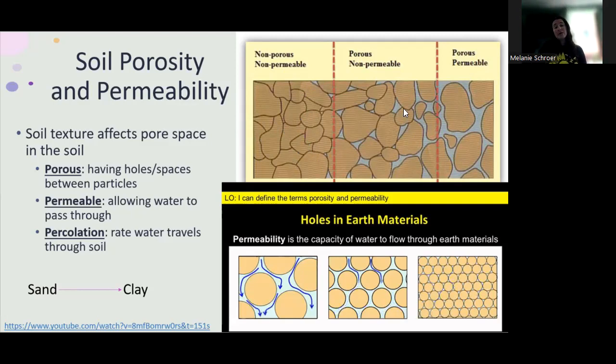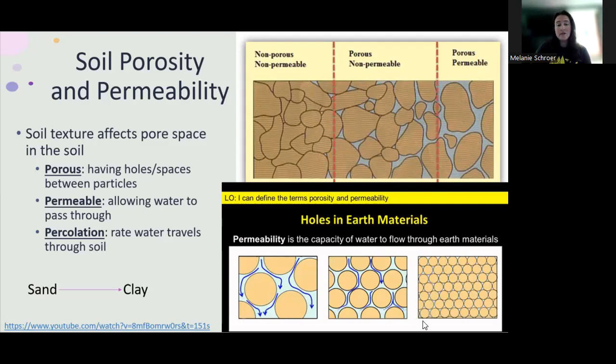Okay, and of course, there is a gradient here. So here we see a lot of pores, but again, because of the abundance of smaller particles, it's still very difficult for water to make its way down through. Okay, and so again, the proportion of sand versus silt versus clay is going to determine how permeable, or how porous, the soil actually is.